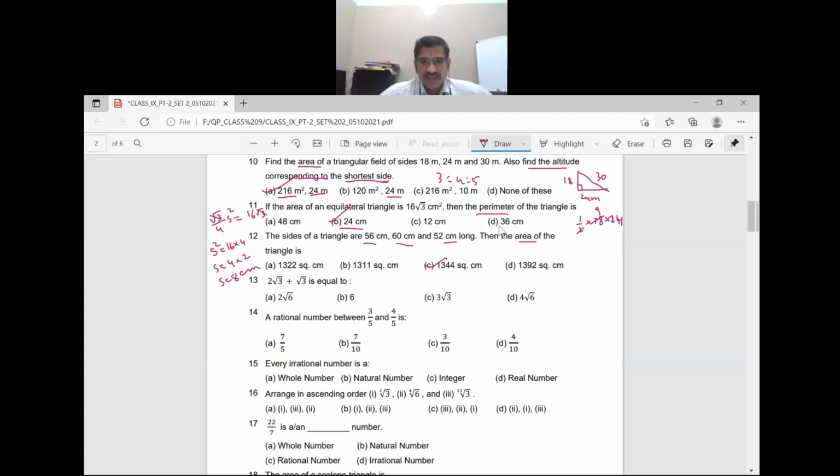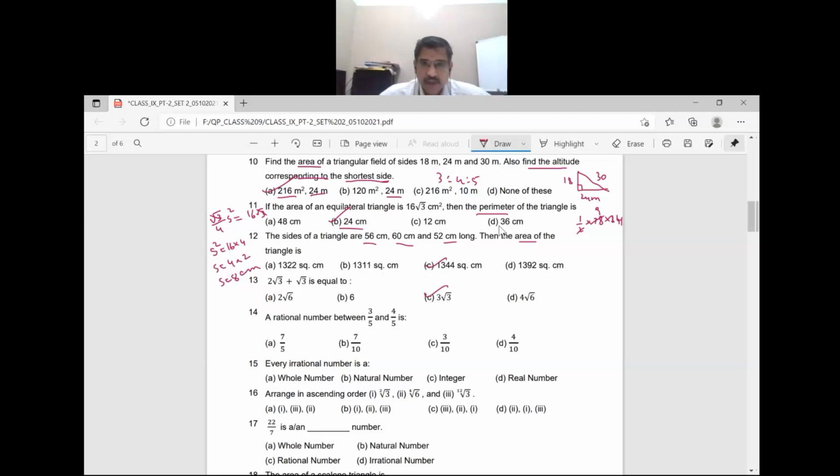So question number 13 is very simple. 2 root 3 added to root 3, it is 3 root 3. Okay. Many have gone wrong. 2 root 6 they said. It is wrong. 2 root 6 is wrong. It is 3 root 3.